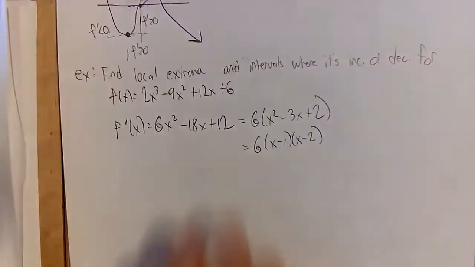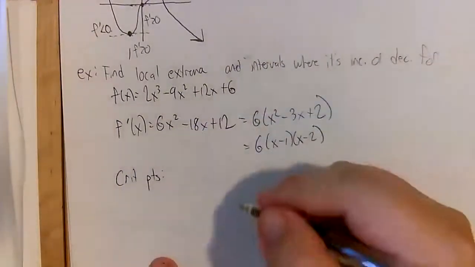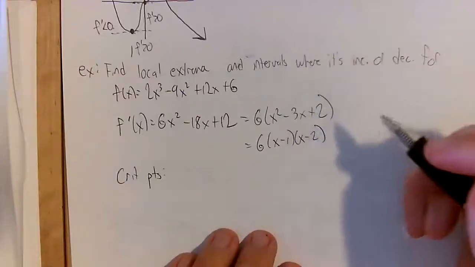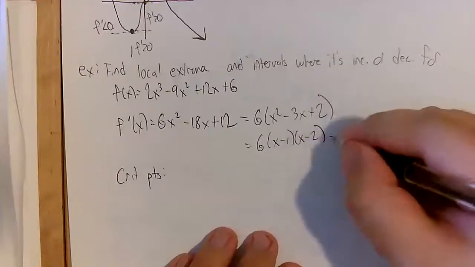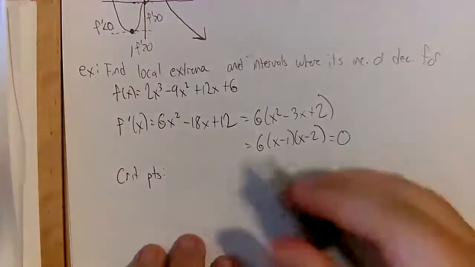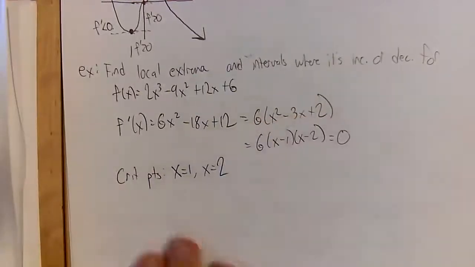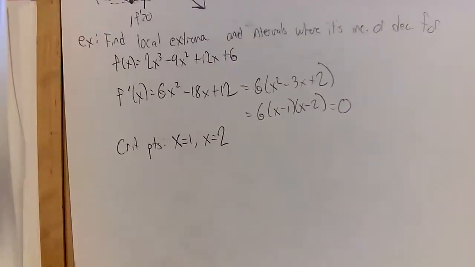All right, so there we go. So we have our derivative here. Now let's try to find our critical points, because critical points are critical to the first derivative test. Critical points occur when our derivative is undefined or 0. Now, this is a polynomial, so it won't be undefined anywhere, but it certainly will be 0. It's going to be 0 at x equals 1 and x equals 2 right here. So these are going to be our 2 critical points.